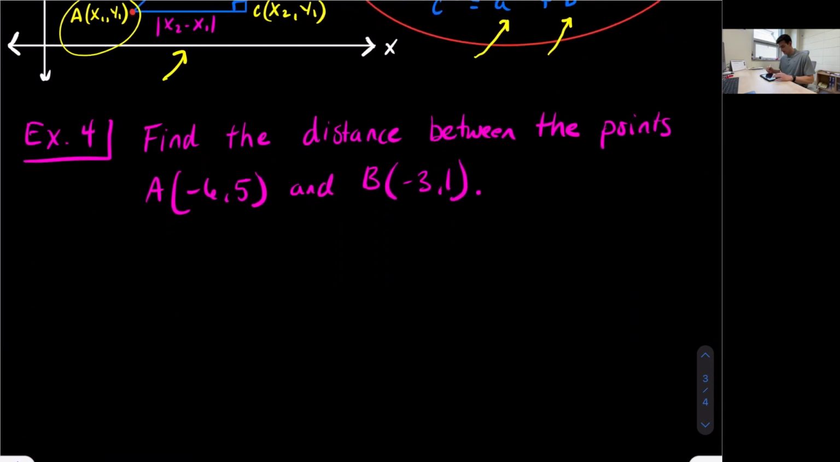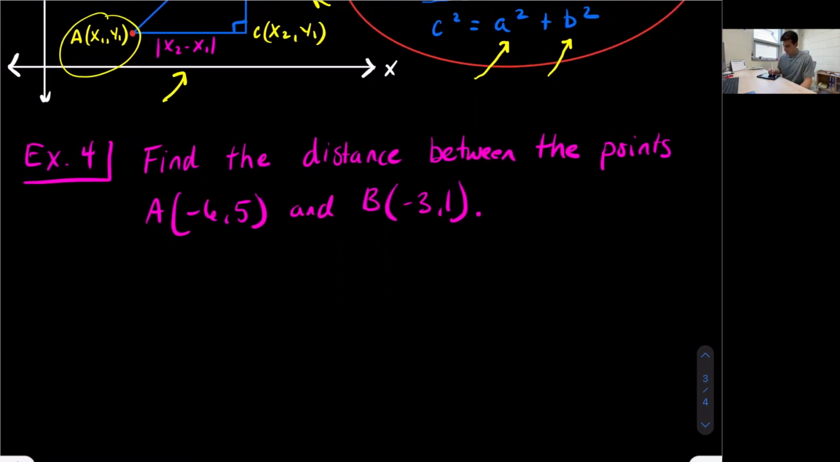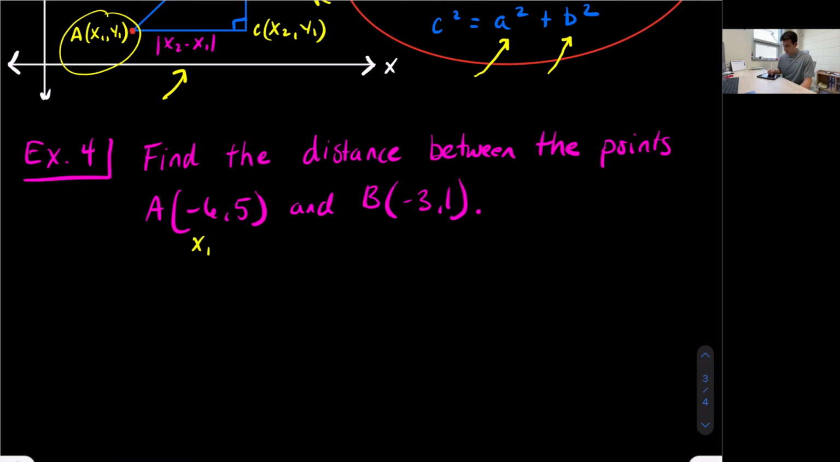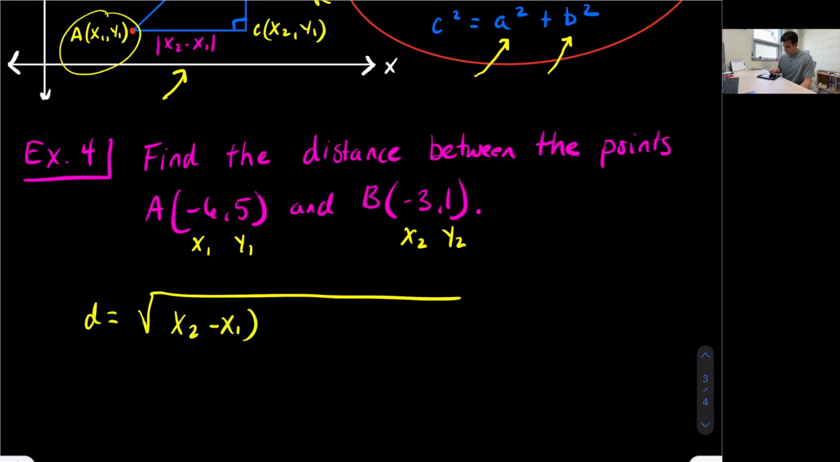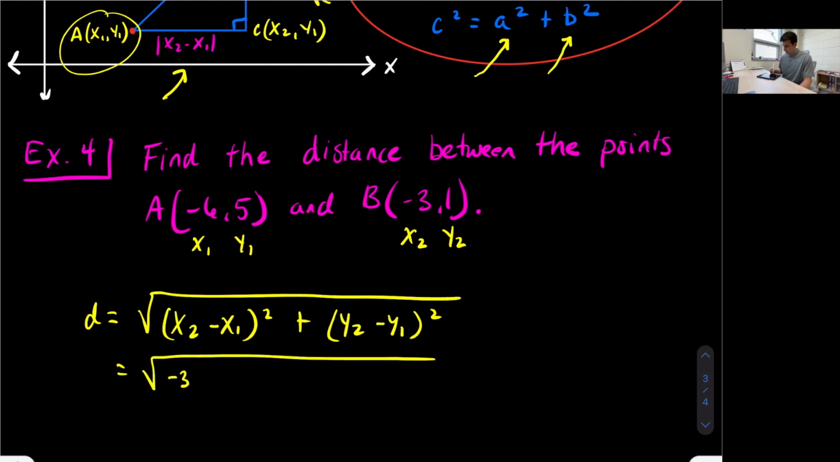We just want to find the distance between these points. So we could go ahead and label this: this is the x coordinate of my first point, the y coordinate, the x coordinate, and y coordinate of my second point. So our formula, we have distance is equal to the difference in my x values squared plus the difference in my y values squared. So we can say this is -3 minus -6, which would become plus 6. And we have 1 minus 5 squared.